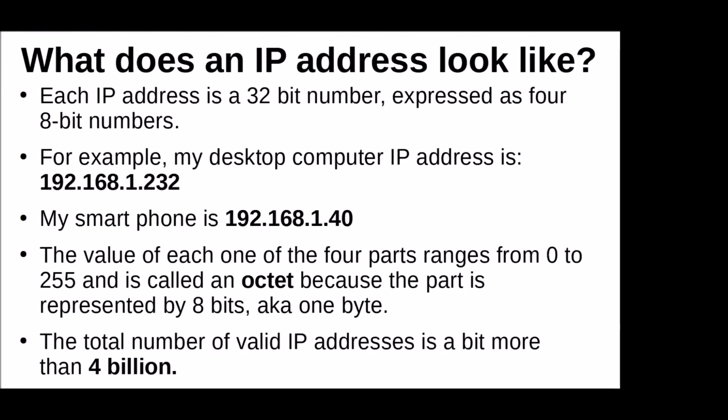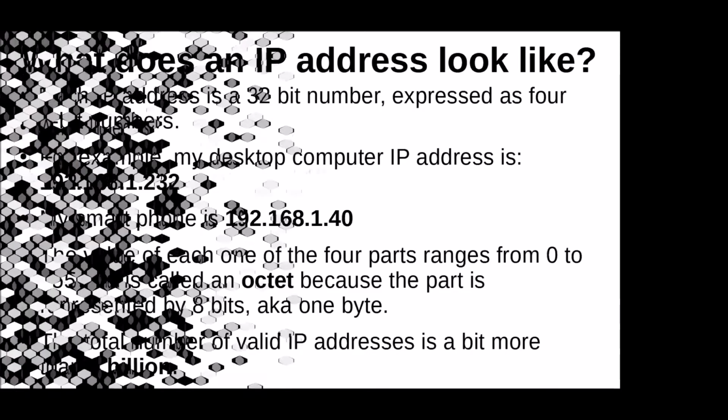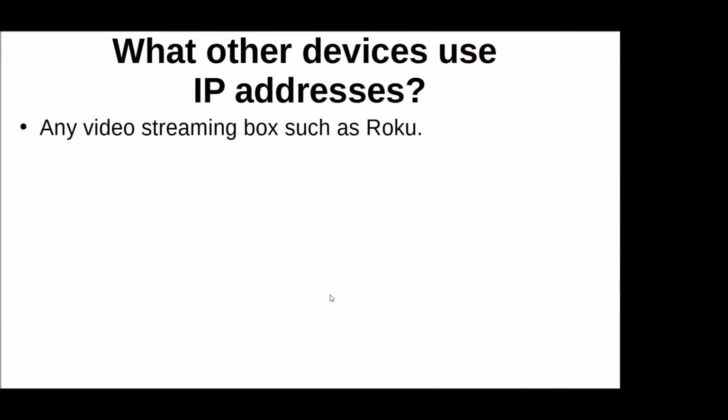The total number of valid IP addresses when you use a 32-bit number for each address is a bit more than 4 billion. Now, you know there's more people on this planet, and at least in the United States, most people have more than one device. So 4 billion isn't all that many, but we're going to learn how, particularly with reserved IP addresses, the actual number can be expanded quite a bit and has been.